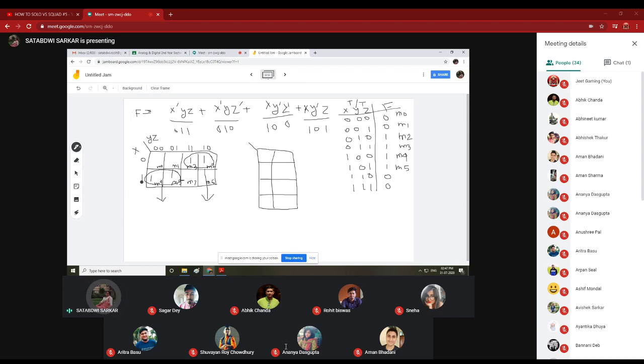So from these two cells, we have to find out first which variables are changing and which are not. Write F equals to... see here, which value is changing? The value of x is the same for this whole row. y is also the same for these two values. But z is changing.